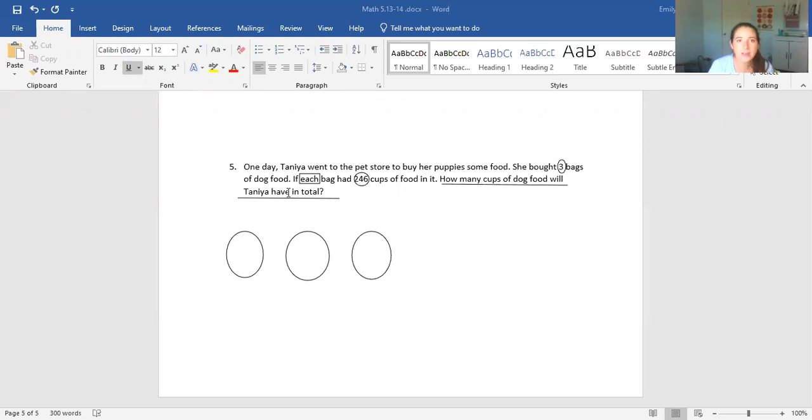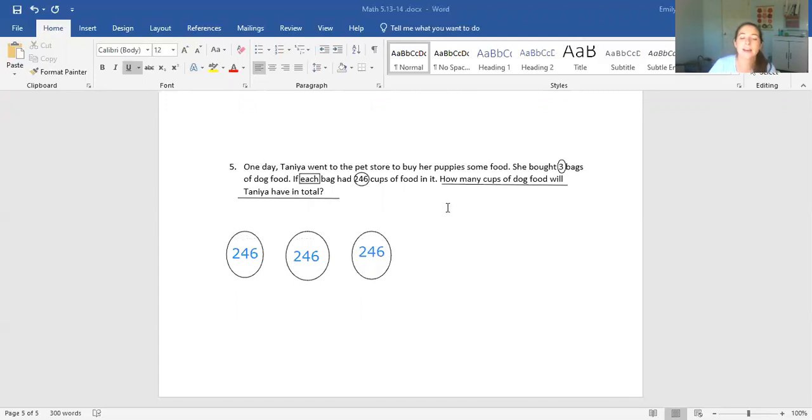Easy enough. Each bag, the word each, what does that usually tell us to do? What action is that telling us to do in terms of math? If you said multiplication or division, you are correct. Sometimes it's telling us to multiply, sometimes it's telling us to divide. To find out which one it wants us to do here, I need to draw a picture and think about the question a little more. So each bag had 246 cups of food. So I have 3 bags, and I'm gonna write 246 on each of them because each of them has 246 cups of food.